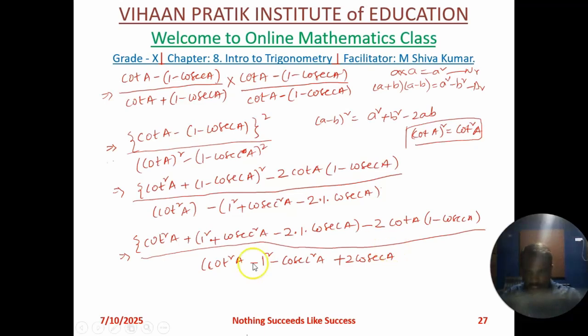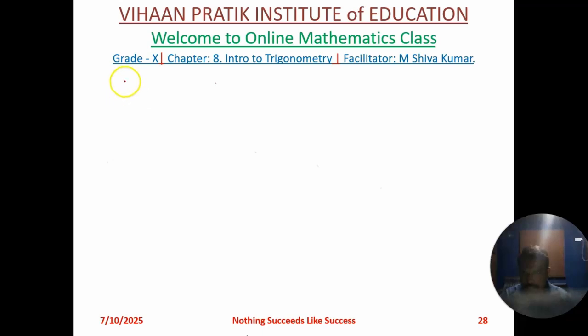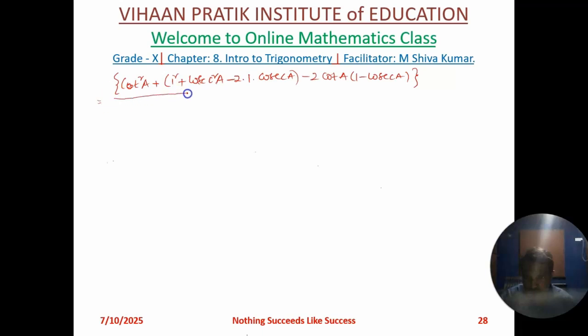We'll continue this in next page. So from last page we'll rewrite the equation as cot square A plus 1 square plus cosecant square A minus 2 into 1 into cosecant A minus 2 cot A into 1 minus cosecant A whole divided by cot square A minus 1 square minus cosecant square A plus 2 cosecant A.